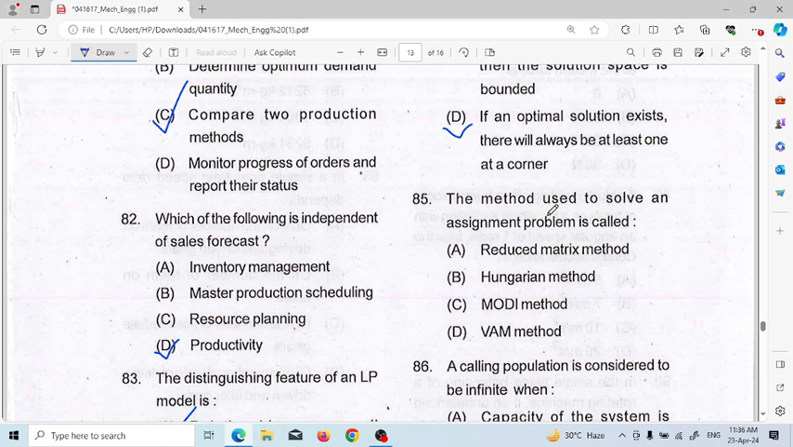So the method used to solve an assignment problem is called the Hungarian method.